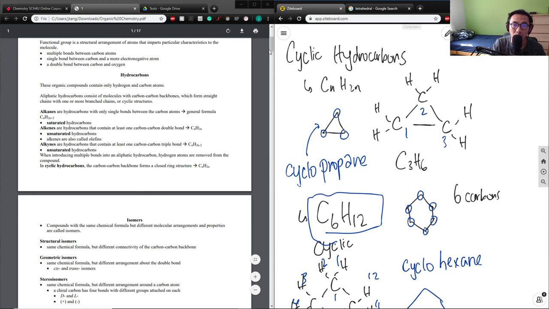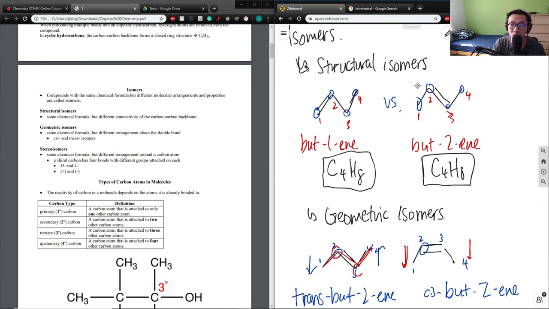And then we went over isomers as well. In this case, we have three different types of isomers. We have structural isomers, so the same chemical formula but different connectivity. In this case, the carbon double bond is on carbon one, whereas this one is on carbon two. That's a structural isomer.